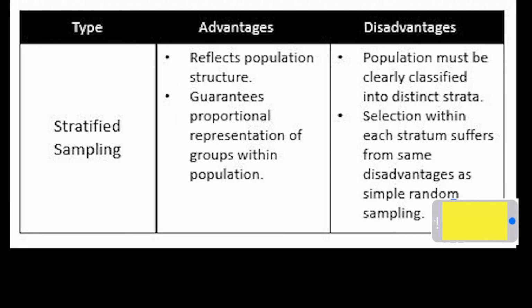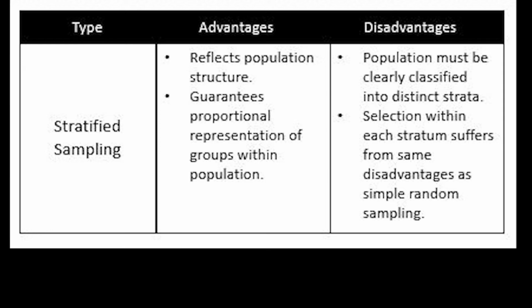Okay, and just before we go into an example, let's just reiterate some of the advantages and disadvantages of taking a stratified sample. So hopefully this is something you recall from GCSE. The advantages of a stratified sample is that it actually reflects the population structure. It guarantees proportional representation of the groups within the population. We, in our sample, have similar, approximate proportions to how each of these categories and strata exist in the population. So we can be confident that we have a representative sample.